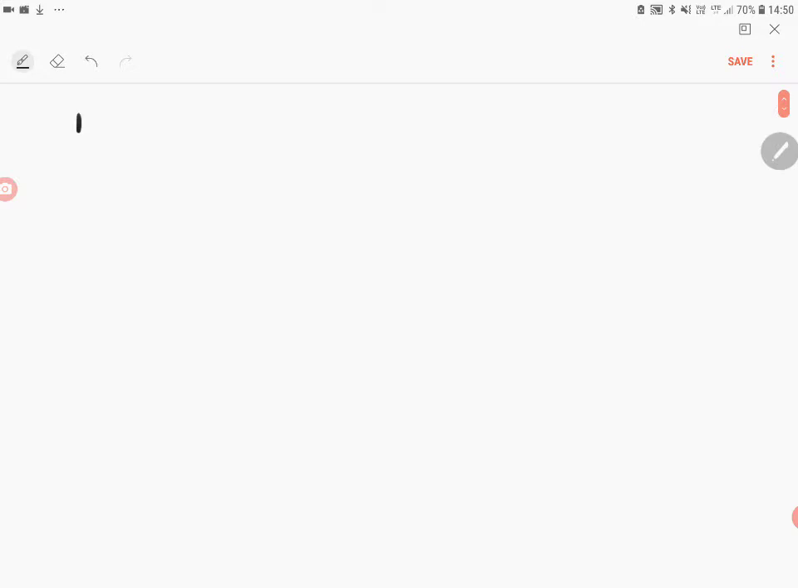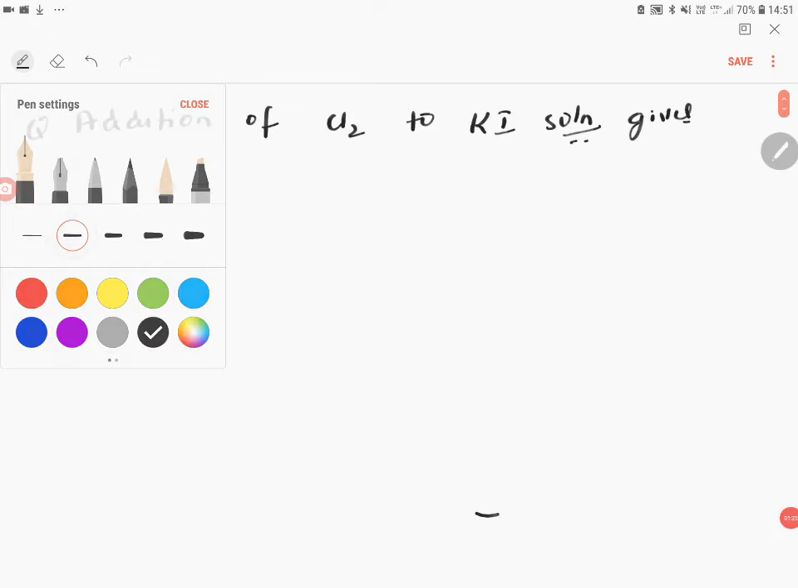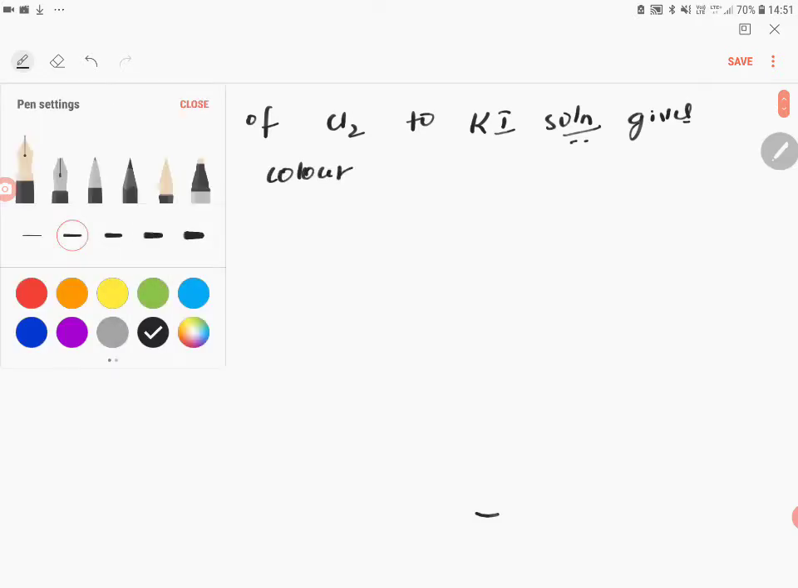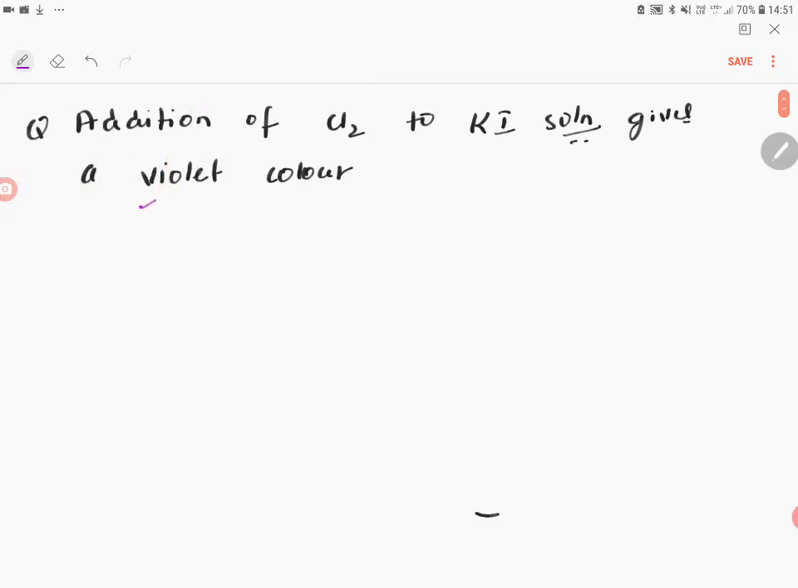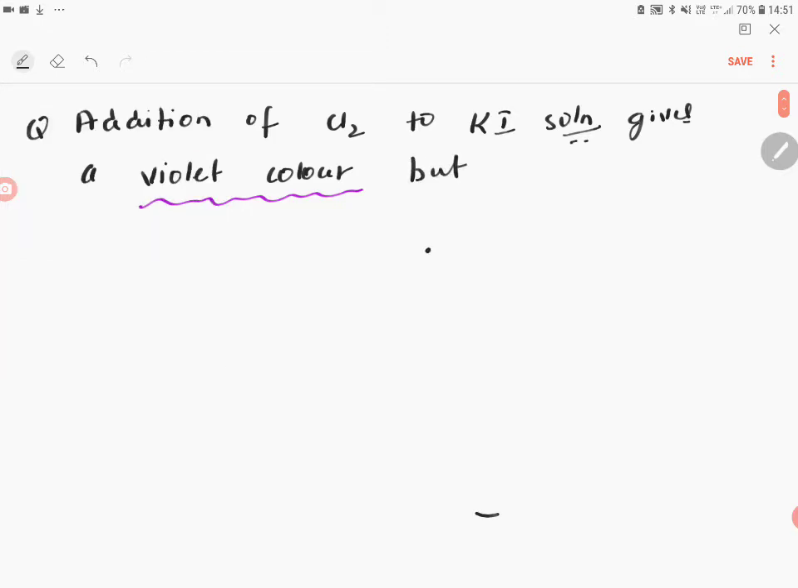There can be a question, very clearly, that addition of chlorine to KI solution gives a violet color, but excess of chlorine turns it colorless.